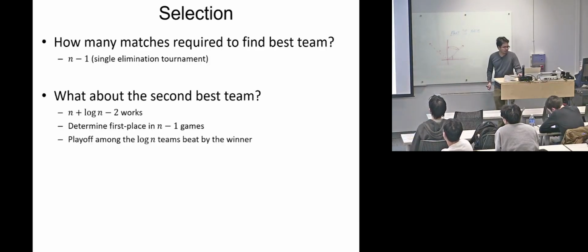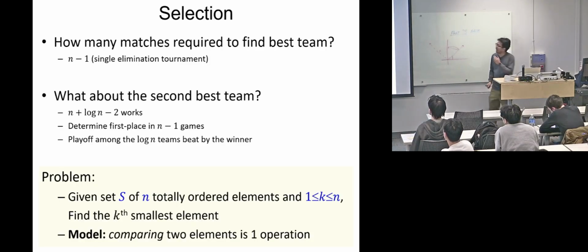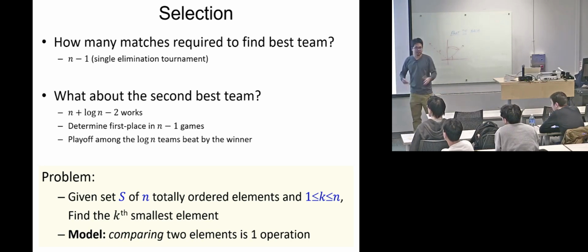But the problem that we want to look at today is, what if it's the third one? What if it's the fourth one? What if it's just the kth guy that we want? You have n numbers, you want the kth smallest element. How do we find it?